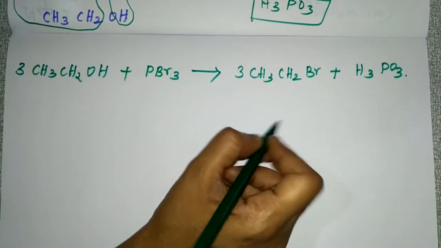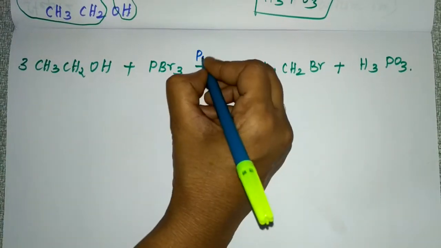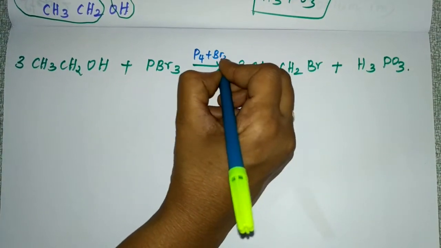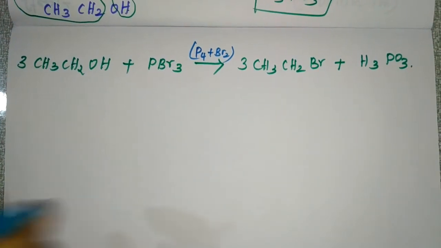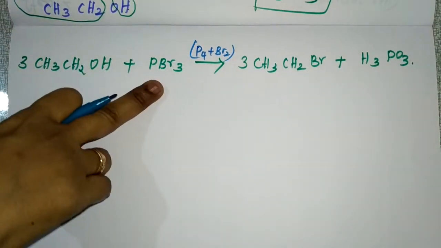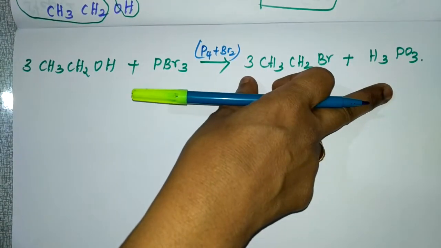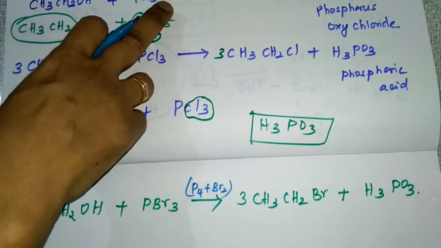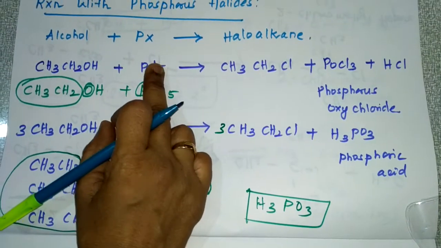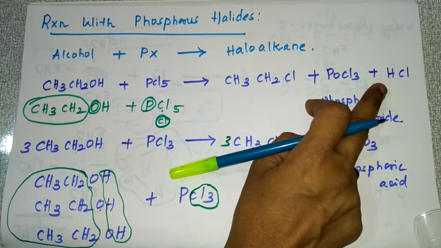Here you have to use phosphorus and bromine. This is the difference. If you are using PBr3 or PCl3, the byproduct should be phosphorous acid. If you are using PCl5, the product formed should be phosphorus oxychloride and HCl, students.